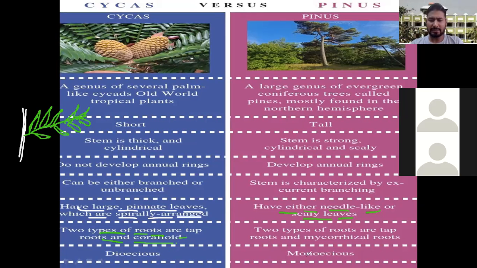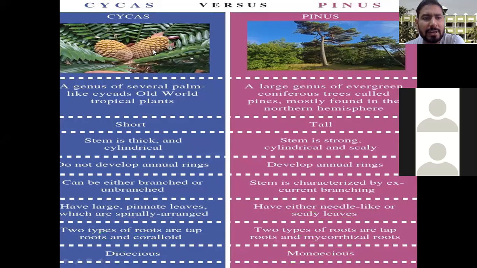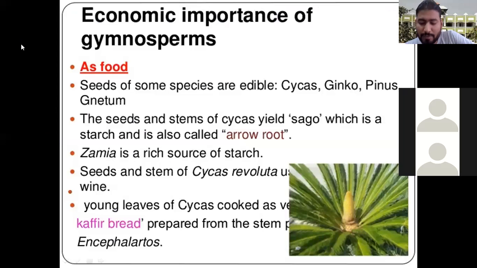Types of root we have studied are only two, tap root and adventitious root, so this is specialized. In the case of Pinus, two types of roots: tap root and mycorrhizal roots. Very simple. And Cycas is always dioecious and Pinus is monoecious. So this is the overall difference between Cycas and Pinus. Clear? Now we will see the next topic, the economic importance of gymnosperms. It is the last topic of gymnosperms.